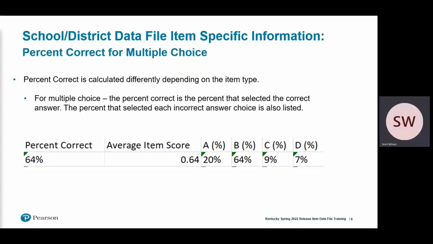Next, we have the percent correct for multiple choice. And for multiple choice, the percent correct is the percent that selected the correct answer. So the percent that selected each incorrect answer will also be listed. So in the sample here, you will see it shows percent correct, 64%. The correct answer on this item is choice B, and that also shows the 64%.